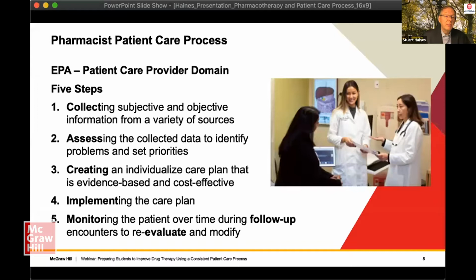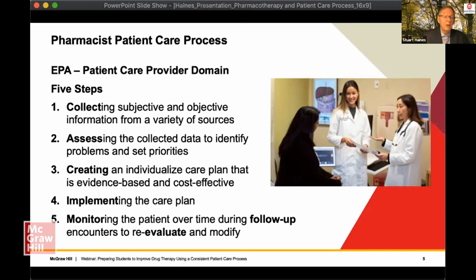And so for the remainder part of my presentation, I'm going to go into greater depth about each of these. But the steps are collecting information that is necessary to do the assessment about the drug-related issues or problems. And from that assessment is creating an individualized plan of care that's evidence-based and cost-effective. Then the next step is actually implementing that. And there's a number of things that one has to do to implement the plan.